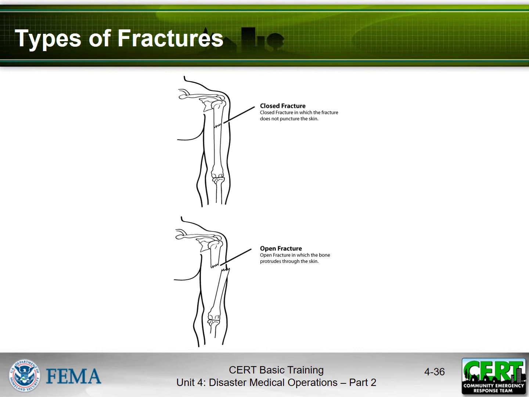This is just different pictures of actual fracture types. You have closed and open. An open fracture is where the bone is coming out of the skin, and a closed fracture is where you can't see it.